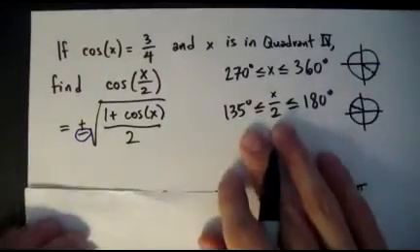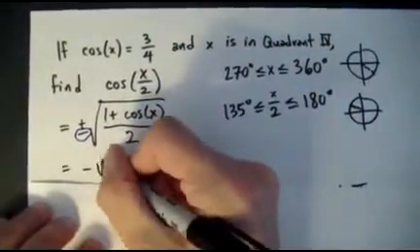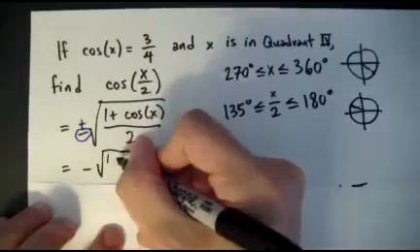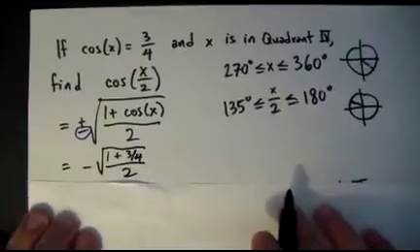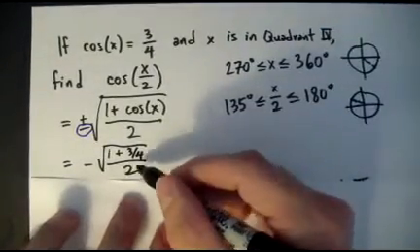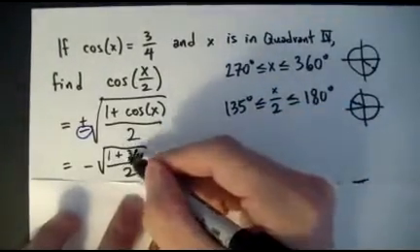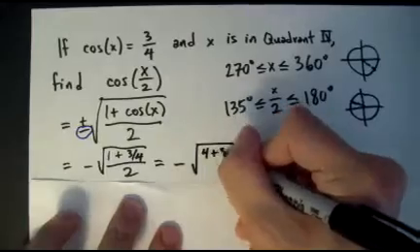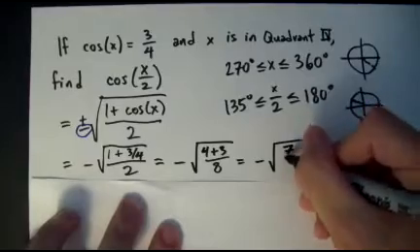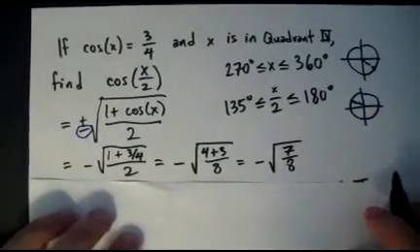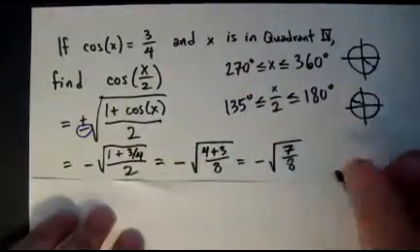And so we now have everything we need, because we know what cosine of x is. It's 3/4. And so this becomes minus the square root of (1 plus 3/4) all over 2. And we can simplify that a little bit more. If we multiply top and bottom by 4, we get (4 plus 3) over 8. And we end up with minus the square root of 7/8. And we could rationalize that a little bit more, but that's good enough for now. We'll leave that as is. So that is what cosine of x over 2 is.